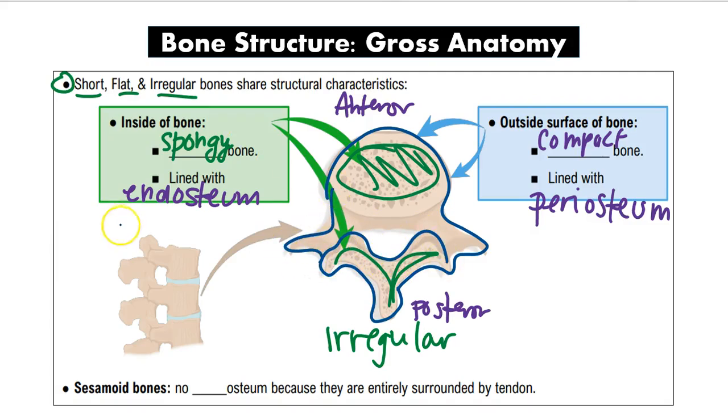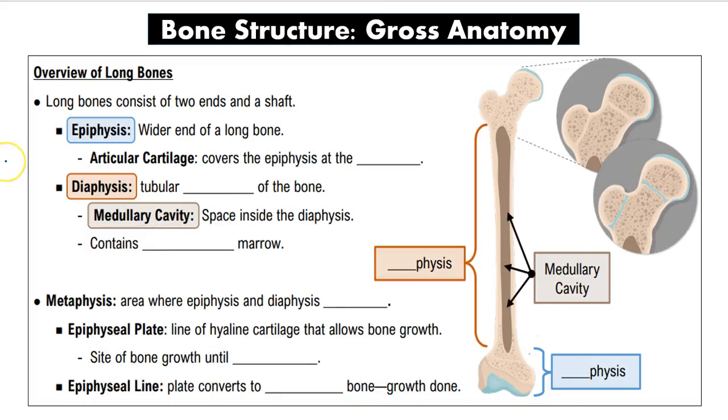Okay? The exception here is going to be the sesamoid bones. There is no periosteum. Why? Because they're surrounded by tendon. So they don't even have the ability to develop periosteum at that point. Let's move on to the long bones. Now here's the gross anatomy of a long bone, okay? The long bone, as we said, is going to be a shaft with two wide ends.